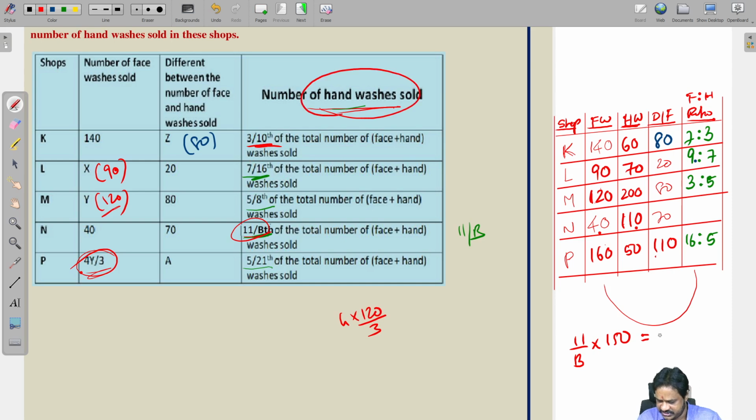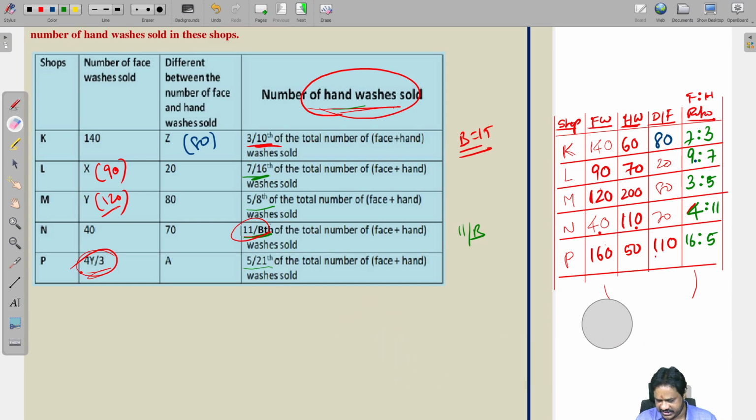How much hand wash is given? 110. So, 11 ones, 11 tens. B value you got is 15. So, here B value is nothing but 15. Therefore, the ratio of face wash to hand wash is 4:11. This is the table we got.